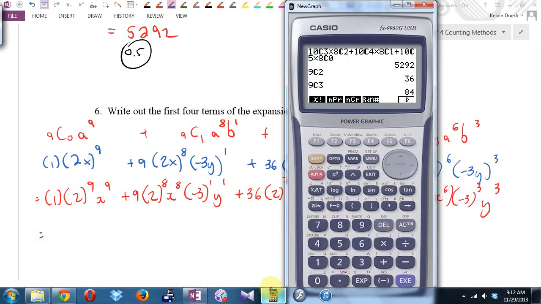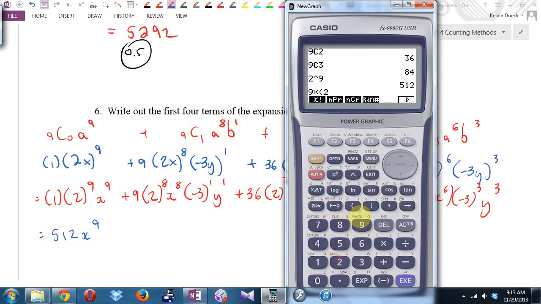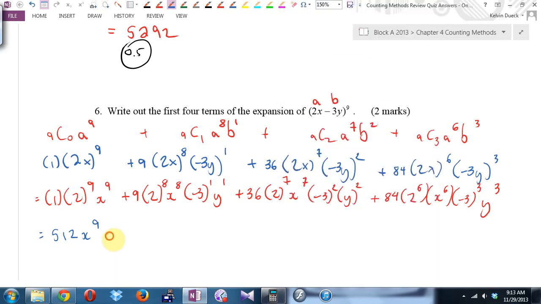Let's see. There's a 1 in front. Is the 1 in front of the first term going to make a difference at all? So it's going to be 2 to the 9th, 512 x to the 9th. Then it's going to be 9 times 2 to the 8th times negative 3 to the 1. I guess I don't need to put a to the 1. You okay with me, Jake, so far? The second coefficient is going to be a negative 6912. So instead of putting plus, I'm going to put minus 6912, and then x to the 8th, y to the 1.